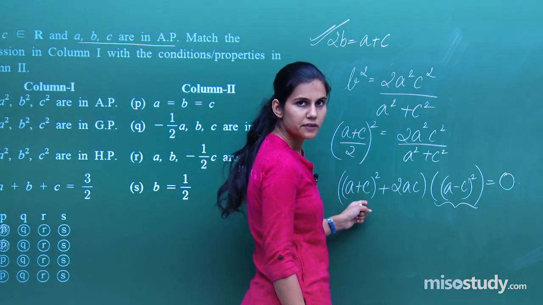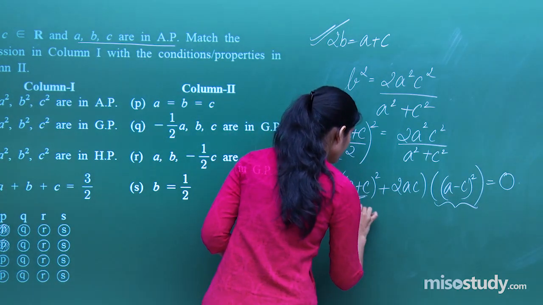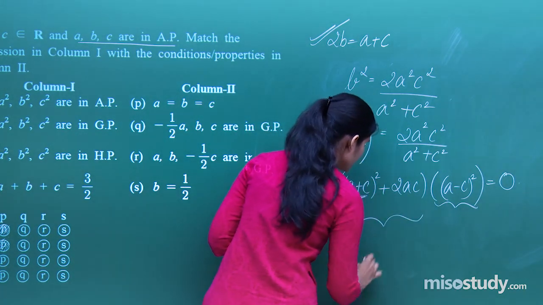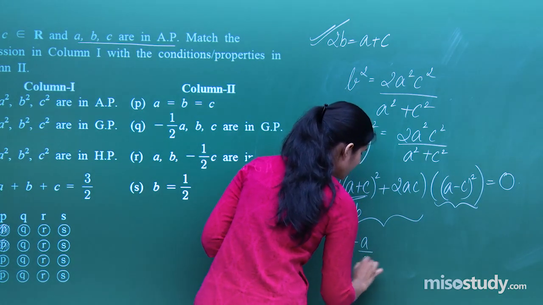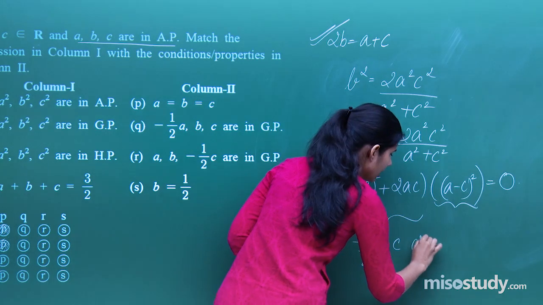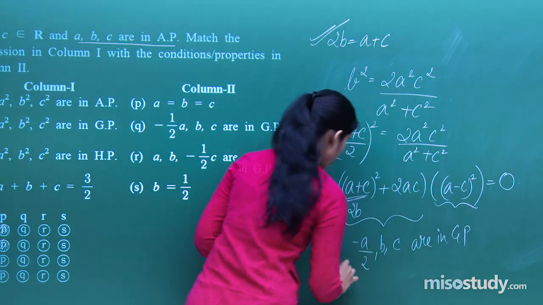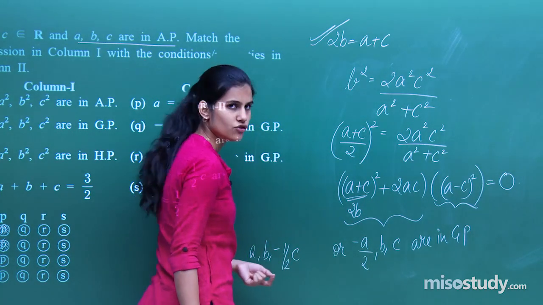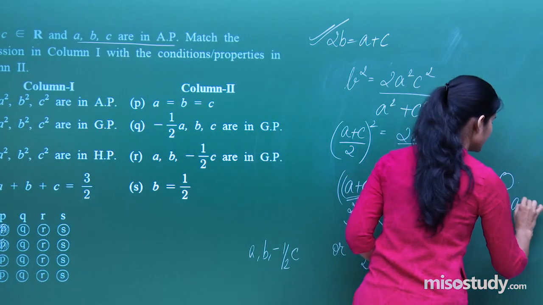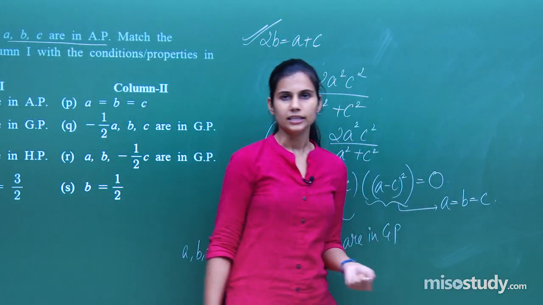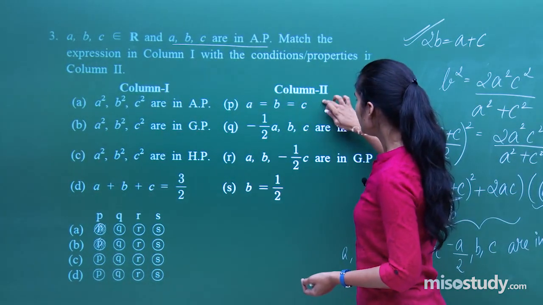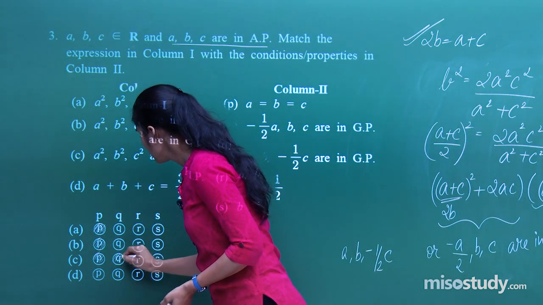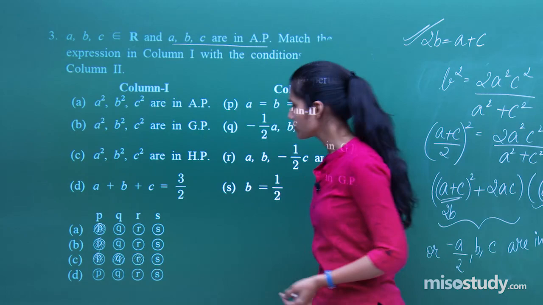you are going to get that if this is equal to 0 means what? A plus C will be replaced by 2B. So you are basically going to get from here, if this is equal to 0, that minus 1 by 2 A, B and C are in GP, or A, B, minus 1 by 2 C are in GP, and from here you are going to get that A equals B equals C. So corresponding to option number C, P, Q, R, all three are going to be shaded. P also, Q also and R also.